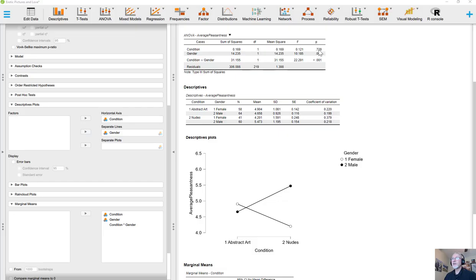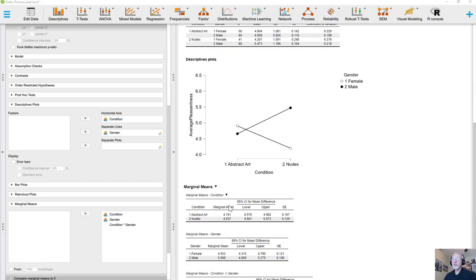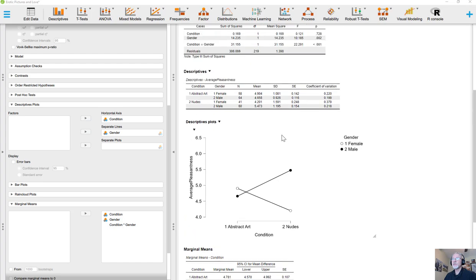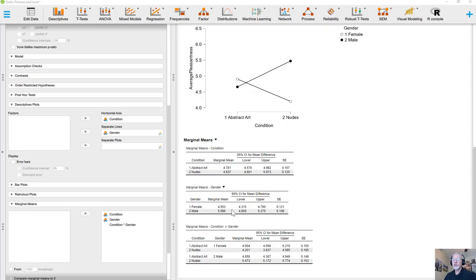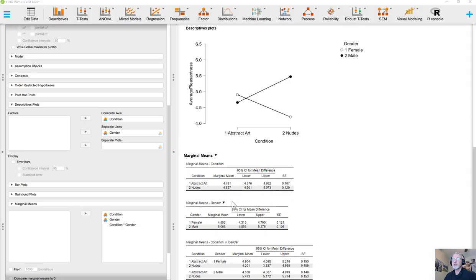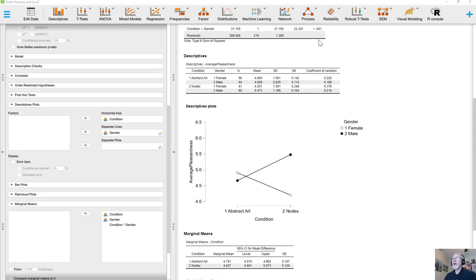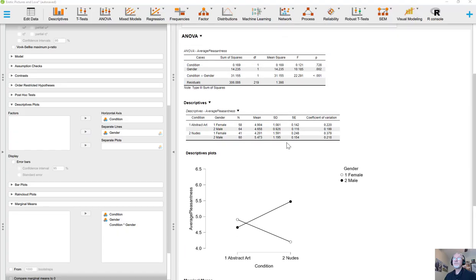So as you get used to looking at the output, what you learn is that if there's no significant main effect for gender, you don't interpret those means. If there is a significant effect for gender, you do interpret these marginal means. And if there's an interaction effect, you look to see how these are different. Okay, those are your basic interpretations.